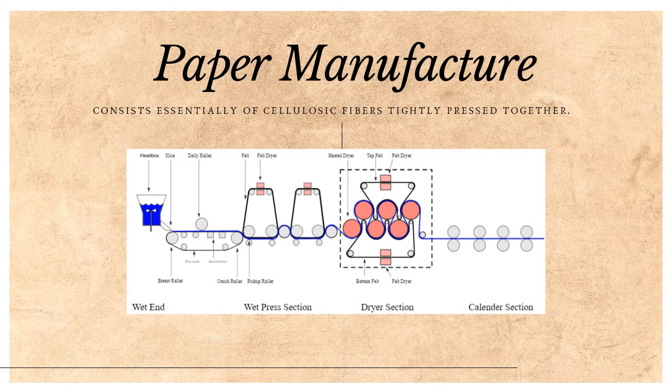Paper is made in two steps. 1. Cellulose fibers are extracted from a variety of sources and converted to pulp. 2. Pulp is combined with water and placed on a paper making machine where it is flattened, dried, and cut into sheets and rolls. Paper machines are comprised of four primary sections: the wet end, wet press section, dryer section, and calendar section.